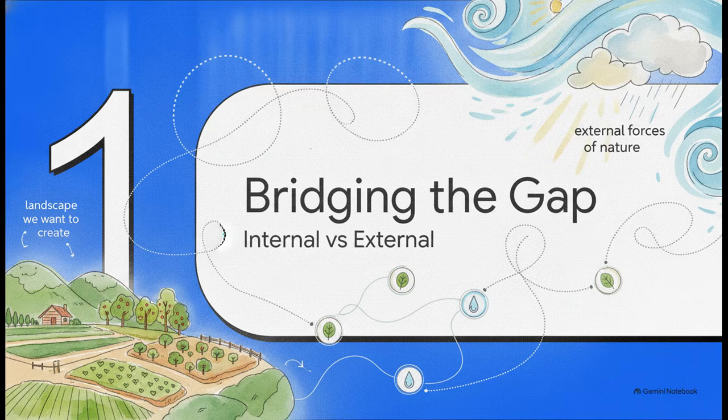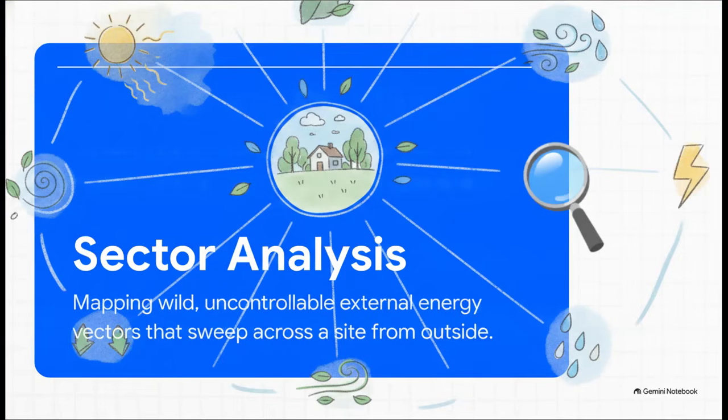This is all about connecting the dots between the peaceful landscape we're trying to build and the incredibly powerful external forces of nature that are already there. In permaculture, we manage this crazy dynamic through a super important process called sector analysis. What does that mean? Well, simply put, it's the observation and mapping of wild, uncontrollable external energy vectors that literally sweep across a site from the outside. Think of them as these massive energies generated far beyond your property line, just passing directly through your living space.